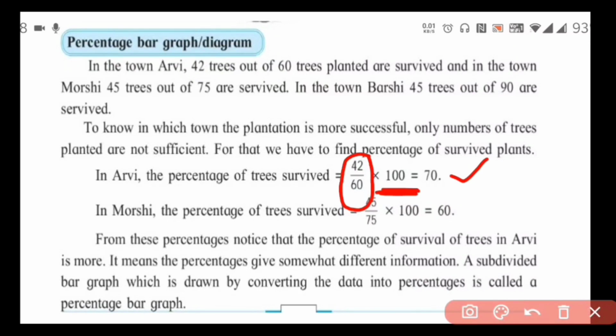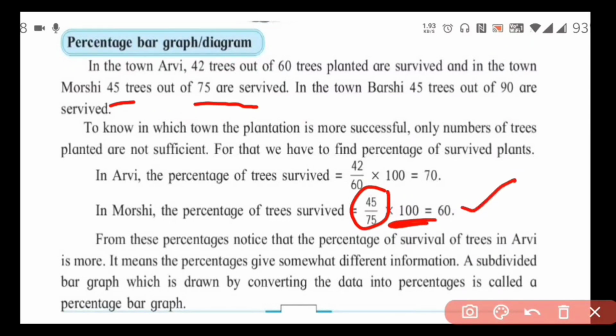Similarly, in Morshi also, to find out the percentage of trees survived, what do we have to do? In Morshi, 45 trees survived out of 75. So what do we have to do? 45 divided by 75 and multiply by 100. In this way, we get the answer as 60%.